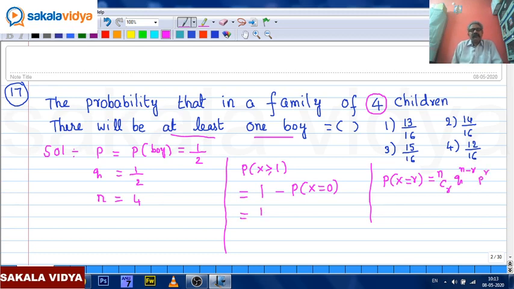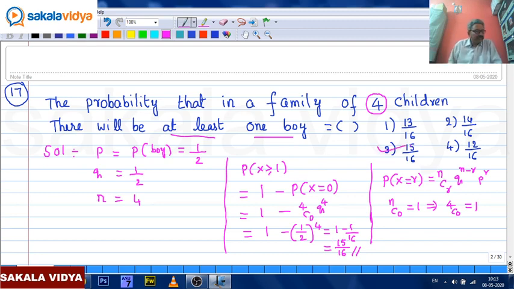So this equals 1 minus P of x is equal to 0, n stands for 4, 4C0 q to the power of 4 and p power 0. You need not write the p power 0 term, since nC0 is equal to 1, that implies 4C0 is also 1. So 1 minus q power 4, q power 4 means 1 by 2 power 4, 1 minus 1 by 16, this will be 15 by 16. So the third option is the right option.